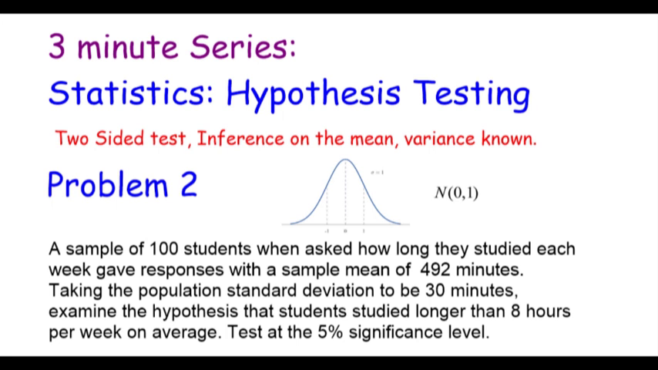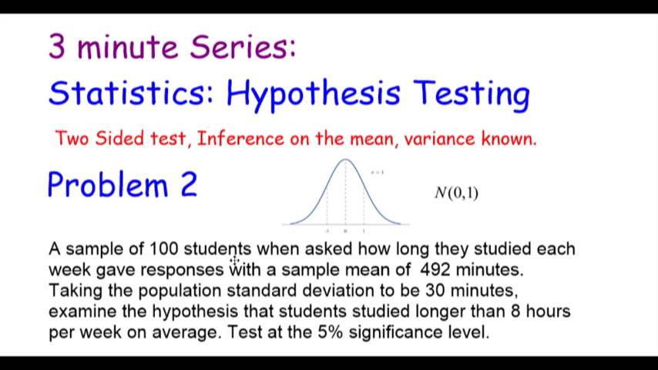Today we're looking at the 3-minute series on statistics, and we're looking at hypothesis testing again with problem 2, another two-sided test where the variance is, well, it's actually known, and we're going to do some inferencing on the mean of the population. And you can have a quick look at the problem.